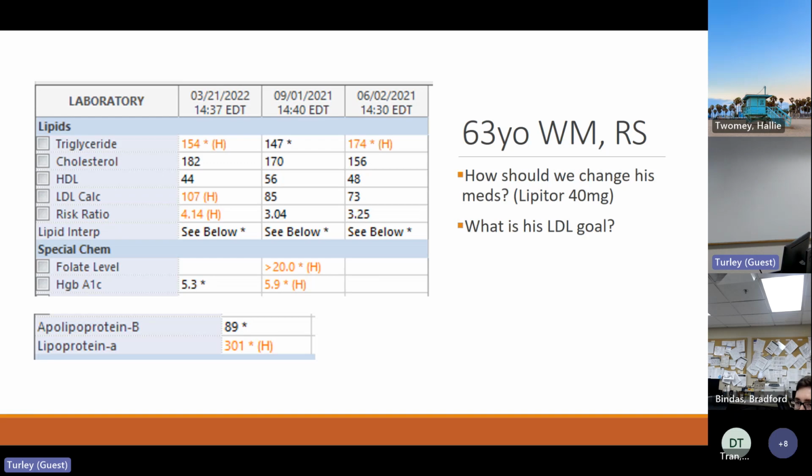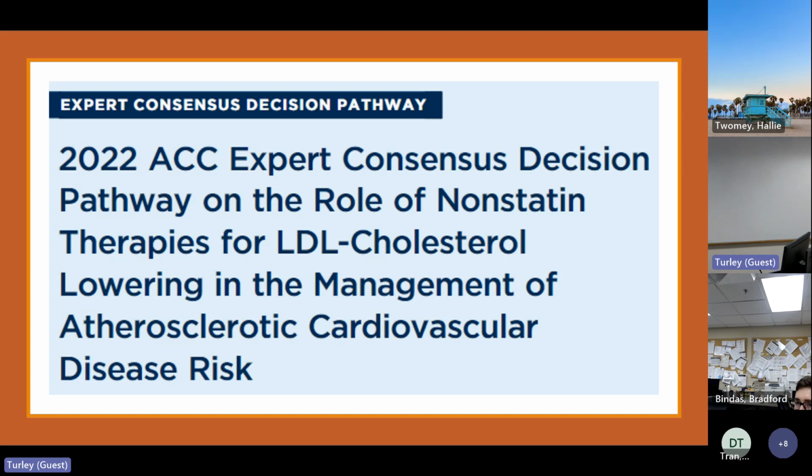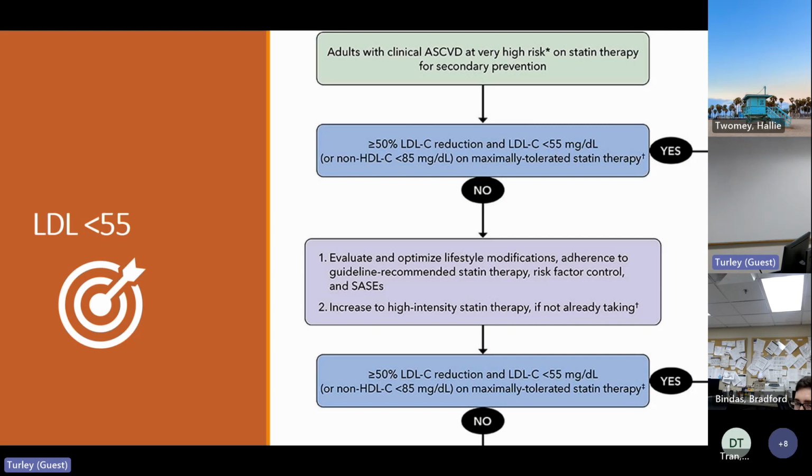And so he's so high risk. I would definitely intensify his statin. I would put him on Zetia. And so where should we try to get that LDL to? The 2022 American College of Cardiology guidelines say less than 55 is what we should get. It's so low.